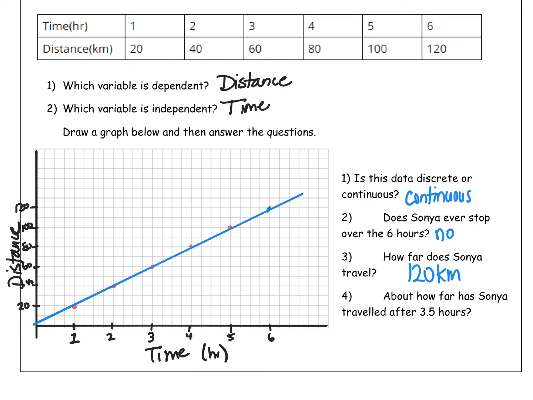And about how far after 3.5 hours? So we have to go to 3.5 hours, look up to our graph, and go over to the side. That's about 70 kilometers. Okay, that's really all there is to it.